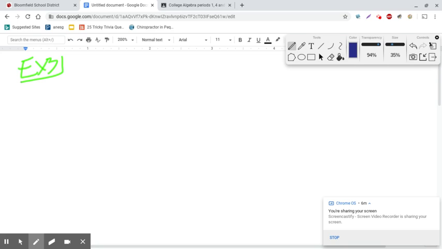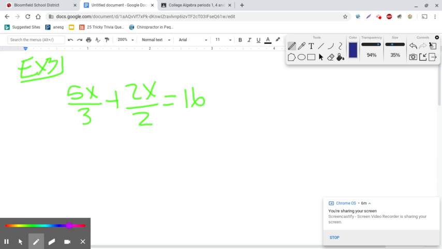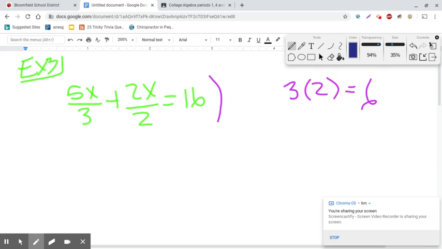All right. Second to last example. We're going to do 5x over 3 plus 2x over 2 is going to equal 16. So our first step, we're going to take our two denominators, which is a 3 and a 2, and multiply them together, which gives us 6. That means we're multiplying this whole equation by 6. First part, second part, and the third part. Don't forget the third part.